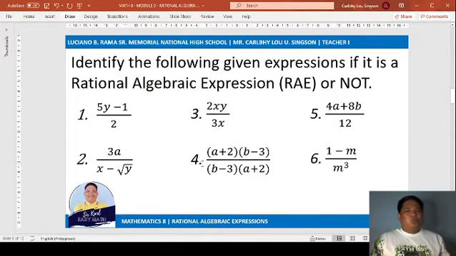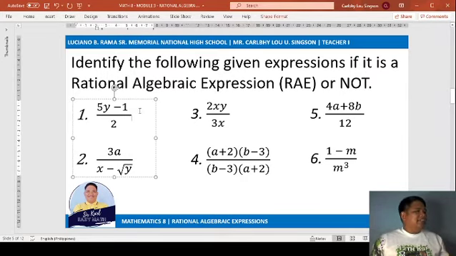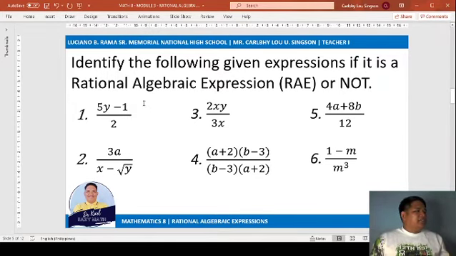Okay, so let us identify the first item: 5y minus 1 over 2. The numerator and denominator are polynomials, and the denominator is not equal to 0, so this is a rational algebraic expression, or RAE.